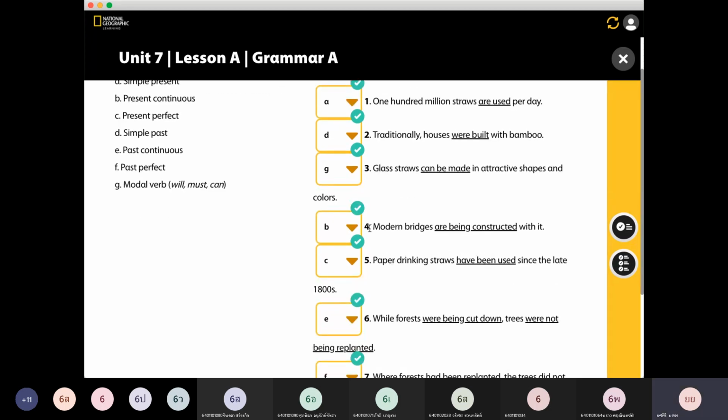This one, we use the ing form with the verb to be in the present form, and then in the past continuous, we use the past form of the verb to be here. And the last ones are present perfect and past perfect. So we use have and has here.